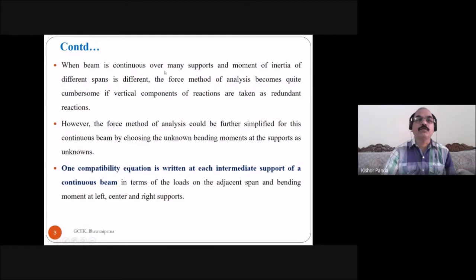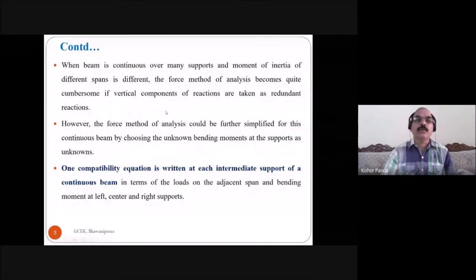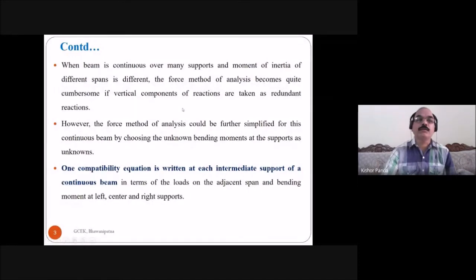That we will analyze in the continuous beam. When a beam is continuous over many supports and the moment of inertia of different spans is different, the first method of analysis becomes quite cumbersome if vertical components of reactions are taken as redundant reactions. So when you are choosing the reaction as a redundant force, the first method of analysis is quite difficult. However, the first method of analysis could be further simplified for this continuous beam by choosing the unknown bending moments at the supports as unknowns.